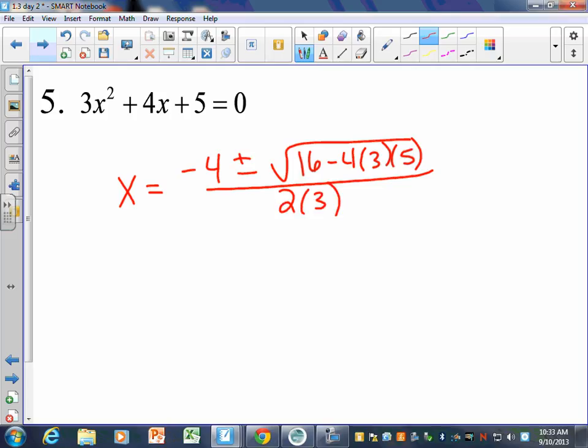You do have to know the quadratic formula. I will not give it to you on a test or quiz. 60, is that right? Yeah, so we get negative 44 all over 6. Everyone with me to that point?